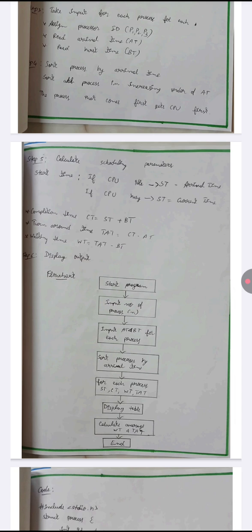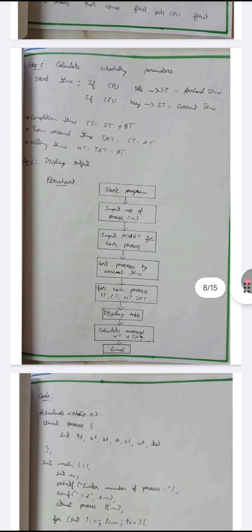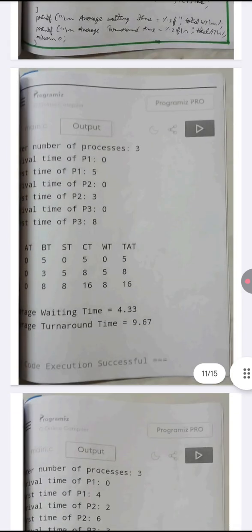Flowchart. Start program. Input number of processes. Input arrival time and burst time for each process. Sort processes by arrival time. Calculate start time, completion time, waiting time, turnaround time. Display table. Calculate average waiting time and turnaround time. This is the C code for the program, and this is the output for dataset 1.